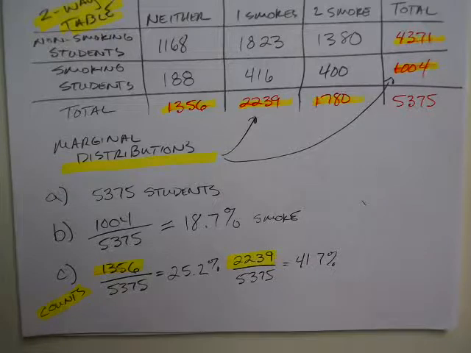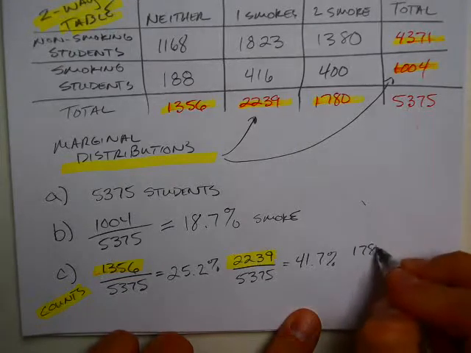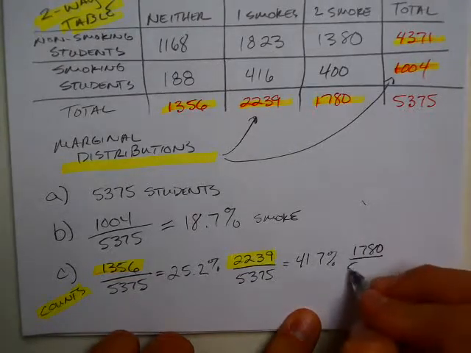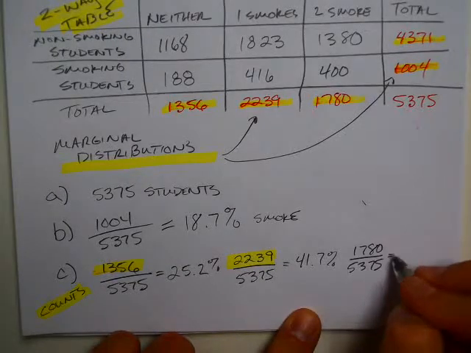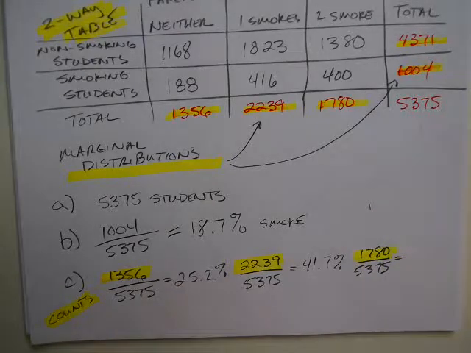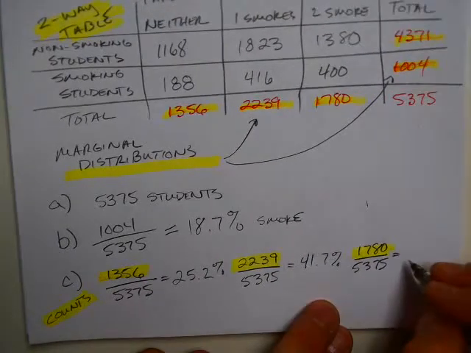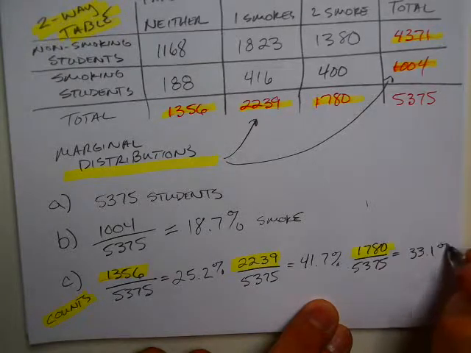I hope these numbers are wrong, honestly, but. And the last one is 1780 divided by the 5375. So again, there's your count. This is where your two parents smoke, and that's about 33.1%.